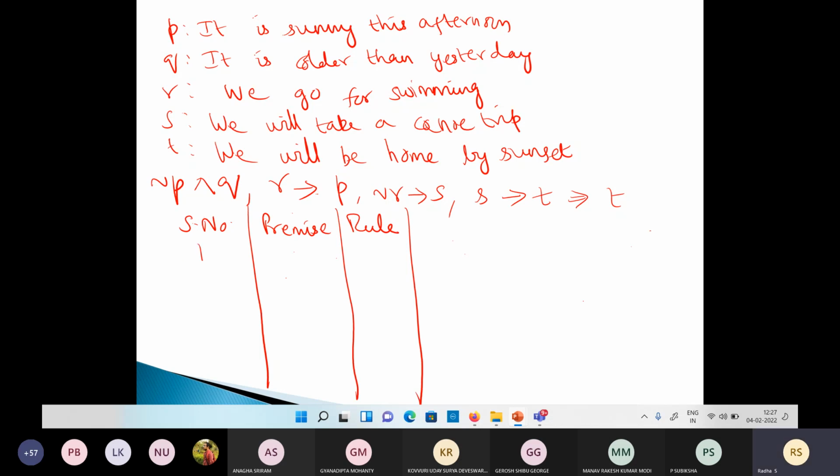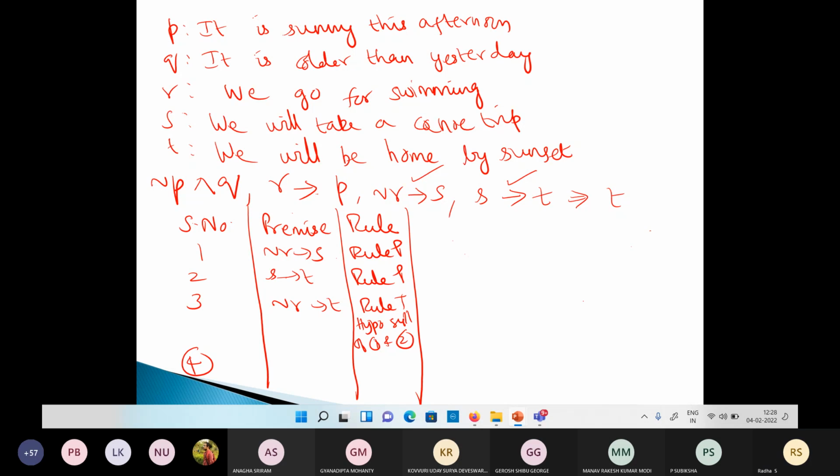Which one can we take first? Shall we combine these two? Not R tends to P, and P tends to T. So combining these two, not R tends to T. What have you used? Hypothetical syllogism, of 1 and 2.